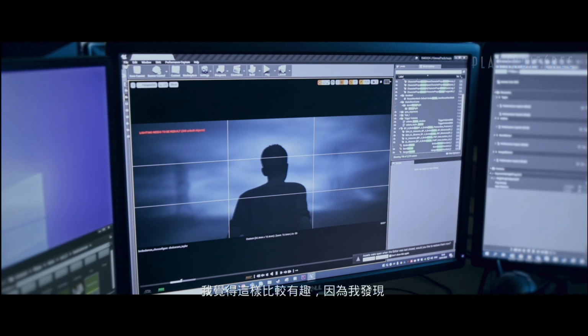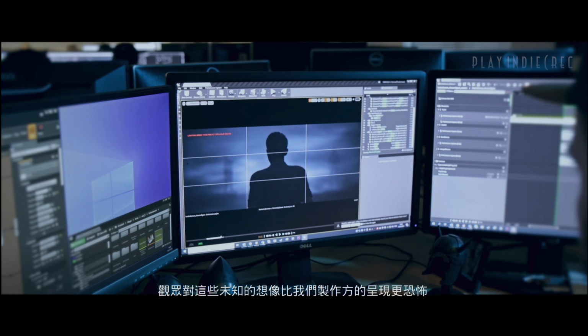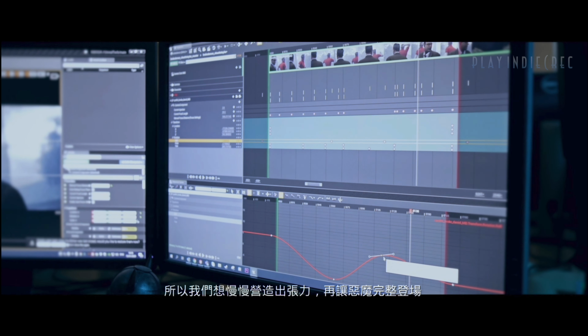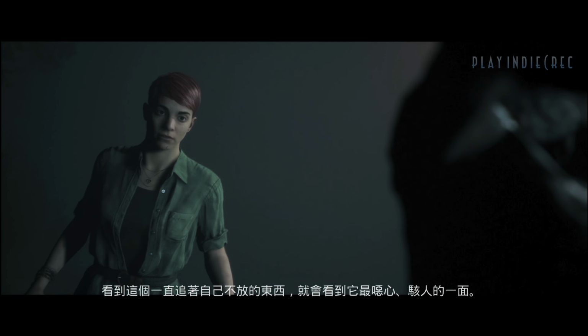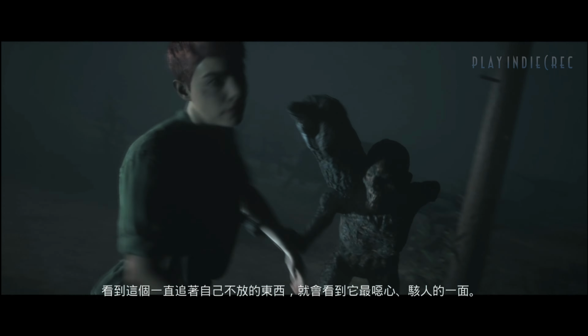The interesting thing with that is that I think sometimes your imagination as a viewer fills in the blanks in a far more terrifying way than we really could. So we tried to build up that suspense, working up to this big reveal where you finally see full on in the light this thing that's been hunting you down in all its gross, horrific glory.